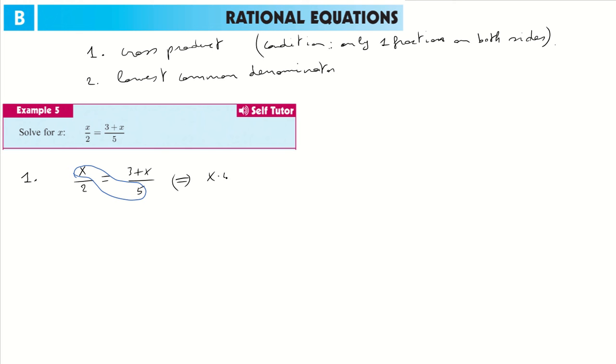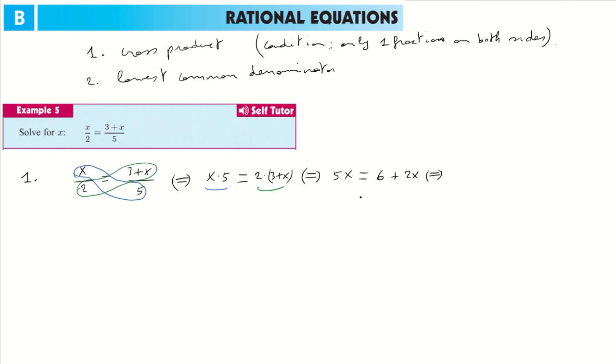So x times 5. And I equate that to the denominator of the left hand side and the numerator of the right hand side. That becomes 2 times 3 plus x. On the left hand side I have 5x, and on the right hand side, if I expand that, 2 times 3 is a 6, 2 times x is a 2x.